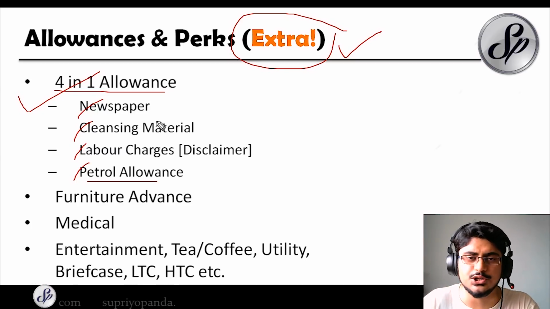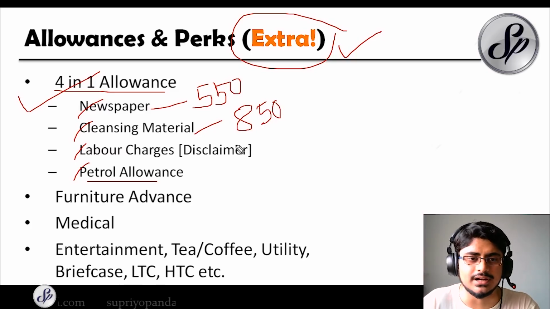Now for the newspaper, how much are you given? For newspaper, you are given 550 rupees per month. For your cleansing material, how much are you given? You are given 850 rupees. And now coming to the labor charges, you are actually given 620 rupees.